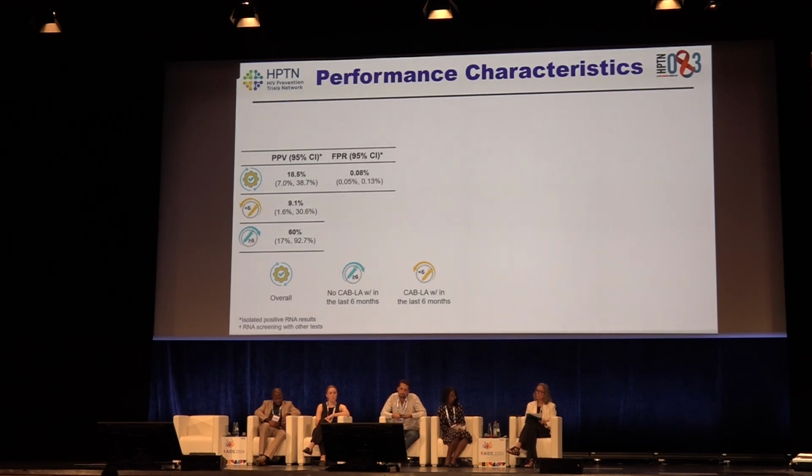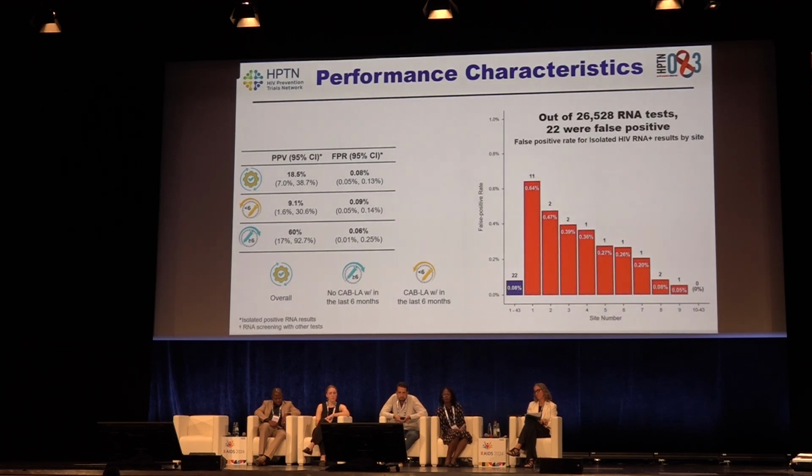False positive rates were overall low, including when parsed by timing relative to CAB-LA injection, reflecting the large number of testing events and the rarity of both true HIV acquisition events and false positive RNA results. Interestingly, of the 22 false positive test results among the 26,528 testing events, these results were disproportionately concentrated among 9 of the 43 sites. In fact, half of the 22 false positive RNA testing events were from one single site.